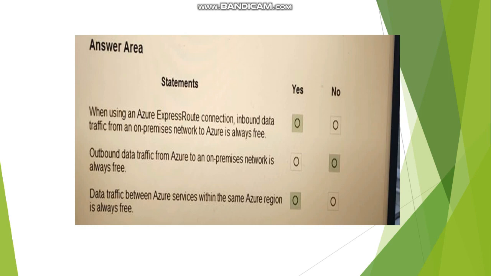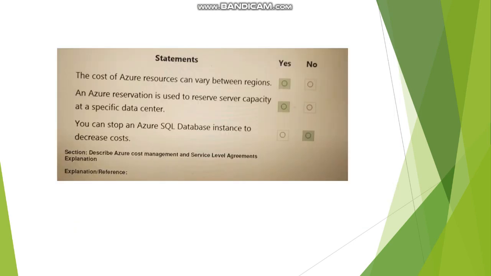Next question. When you're using an Azure ExpressRoute connection, inbound data traffic from an on-premises network to Azure is always free. Yes. Outbound data traffic from Azure to an on-premises network is always free. No. Data traffic between Azure services within the same Azure region is always free. Yes. Next question. The cost of Azure resources can vary between regions. Yes. An Azure reservation is used to reserve server capacity at a specific data center. Yes. You can stop an Azure SQL database to decrease cost.